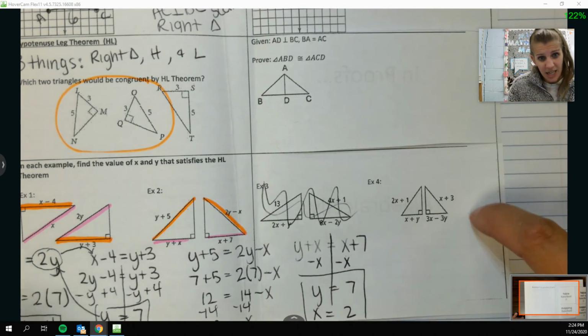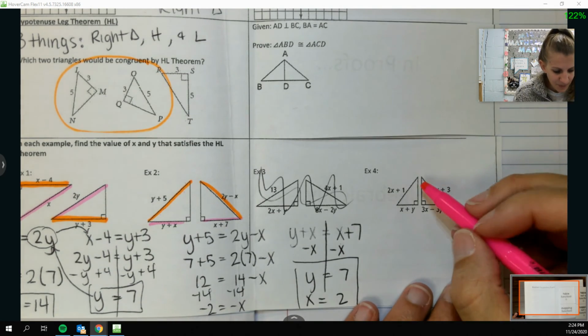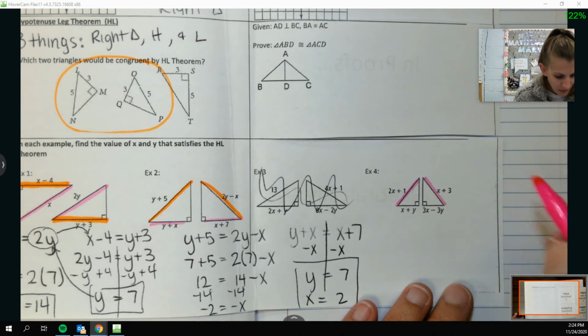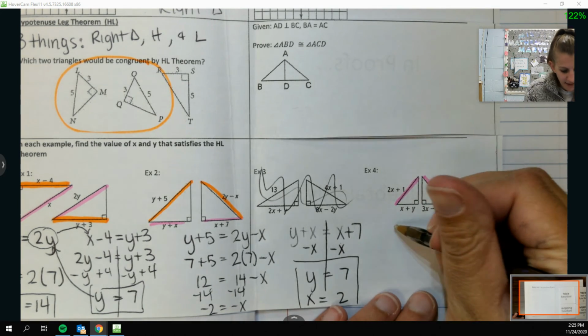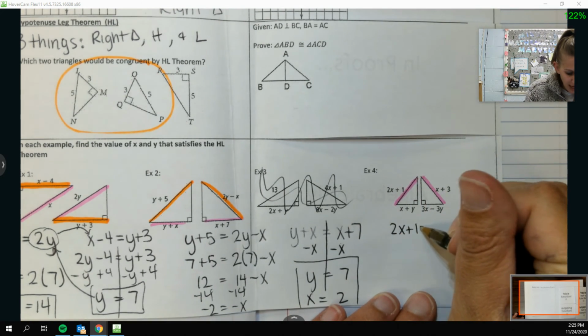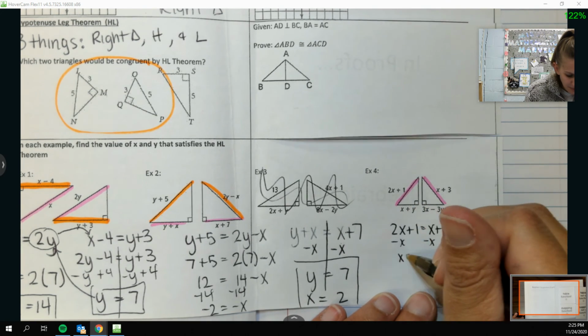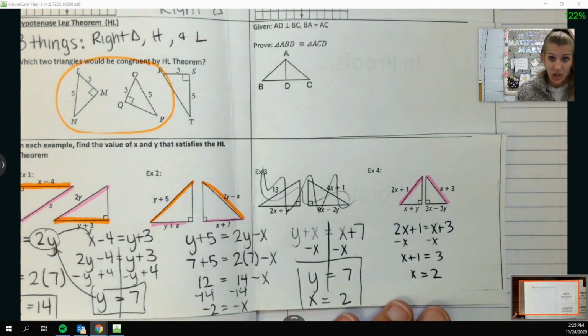Now, let's look at example 4 real quick, because maybe this stuff feels a little scary. If I take a look at my hypotenuses, that's not bad at all. And I can tell because they only have x's. So I can right now solve for x by subtracting x from both sides and then subtracting the 1 to get that x is 2.